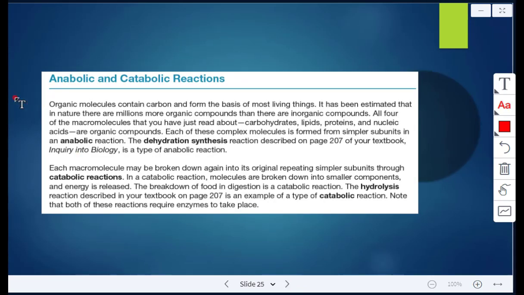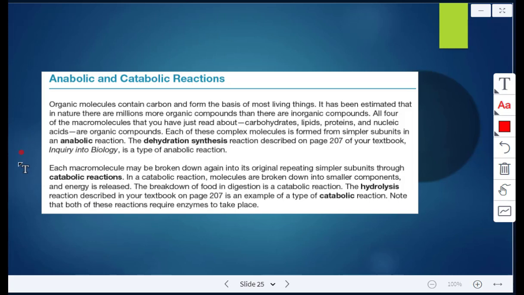All right, just to review the anabolic and catabolic reactions. So organic molecules, they contain carbon and form the basis of most living things. And it's been estimated that in nature there are millions more organic compounds than there are inorganic compounds. And all 4 of the macromolecules, the carbohydrates, lipids, proteins, we haven't looked at nucleic acids yet, they are organic compounds. And each of these molecules is formed from simpler subunits in an anabolic reaction. So the dehydration synthesis is a type of anabolic reaction where we saw the removal of water.